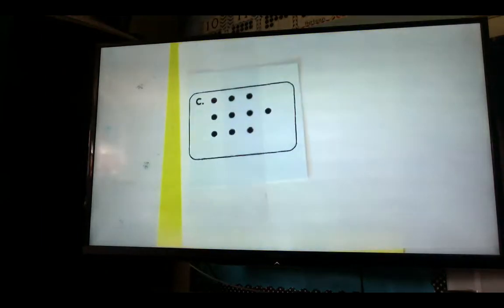Okay, for our second one, get ready. You're only going to have a couple seconds to look. How many do you see? Turn and tell somebody next to you how many you saw. Good. Now tell them how you saw them. Okay, let's look at it together.